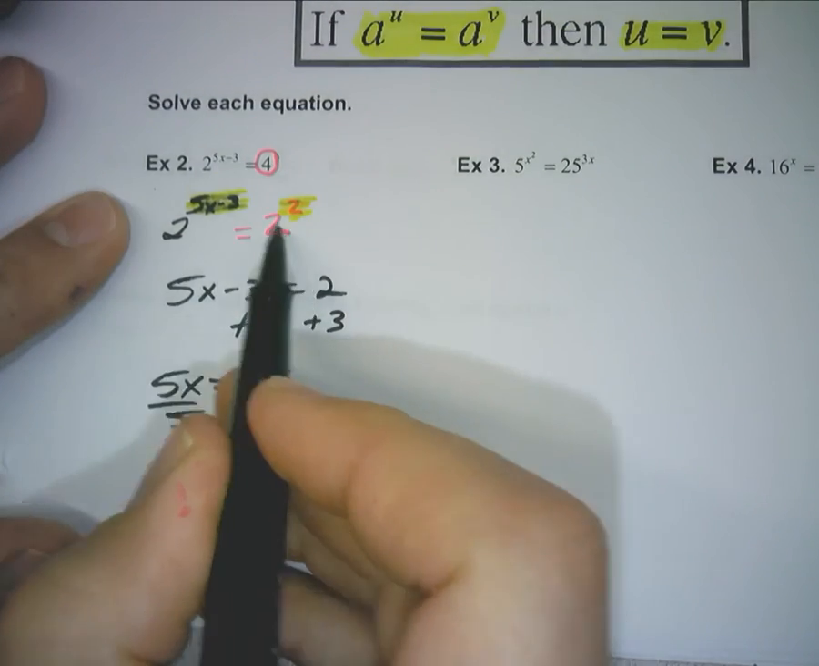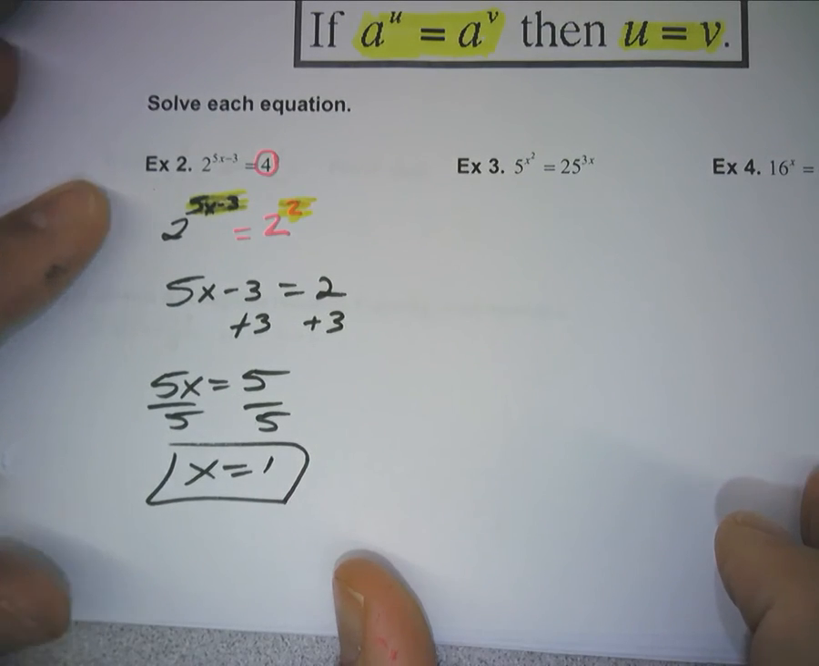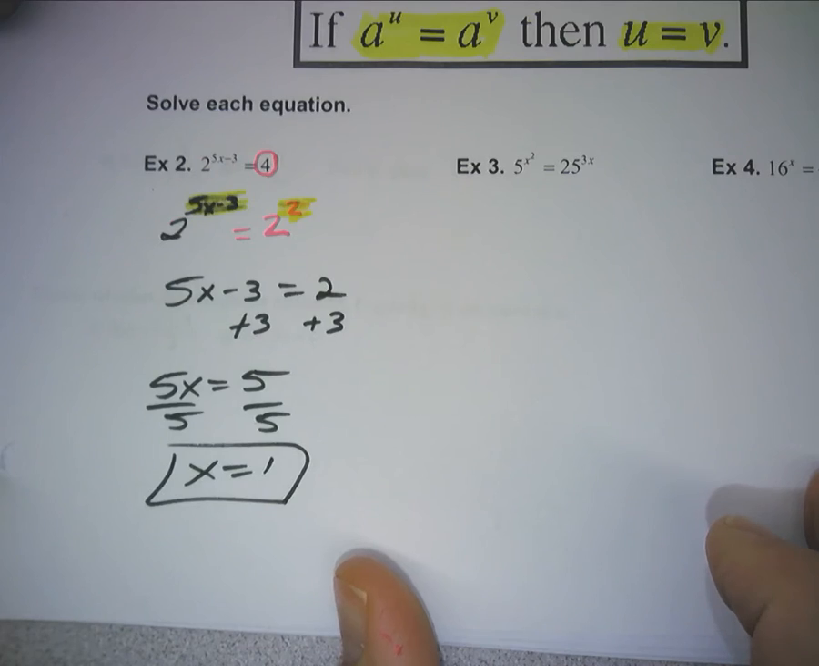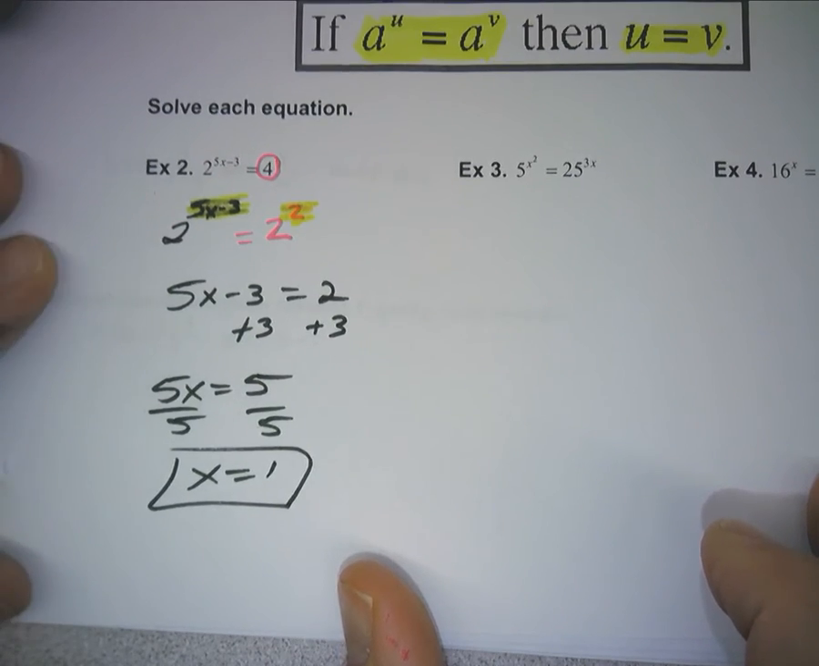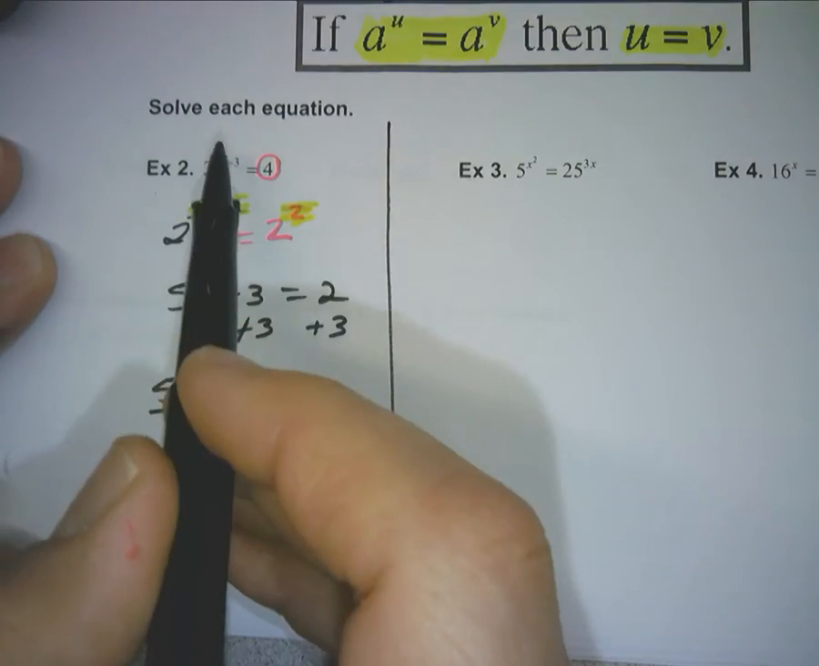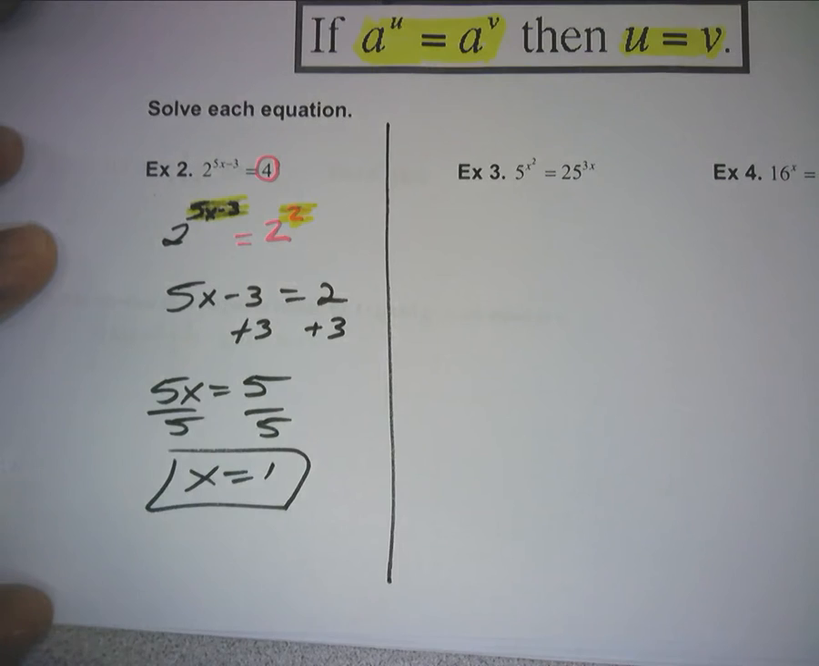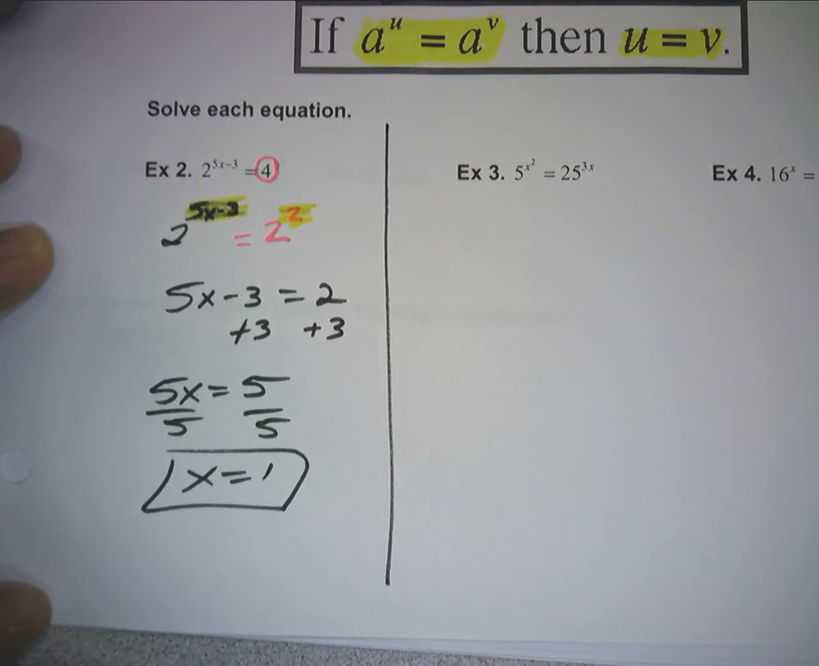So if the bases are the same, set your exponents equal. Just completely get rid of your bases. You don't need them anymore. And we should get x equals 1. Okay. Nice thing is it's super easy to check. Just take that guy and plug it in. You can probably do it in your head. 5 times 1 is 5. 5 minus 3 is 2, and 2 squared is 4. So it works out perfect.